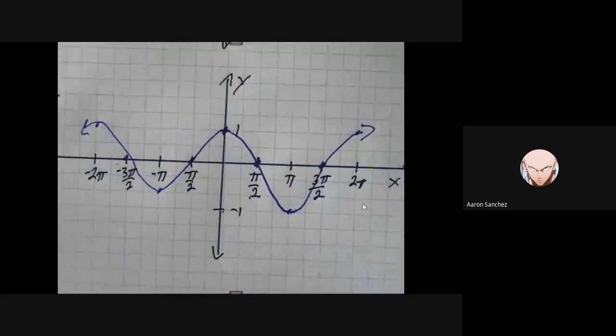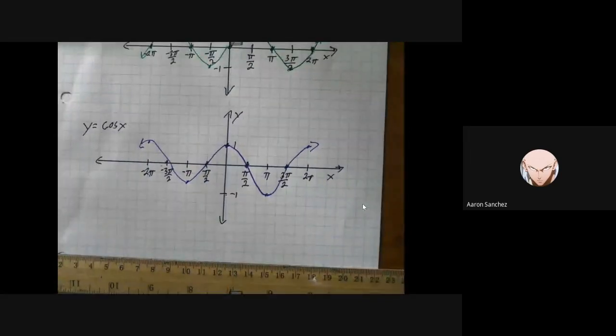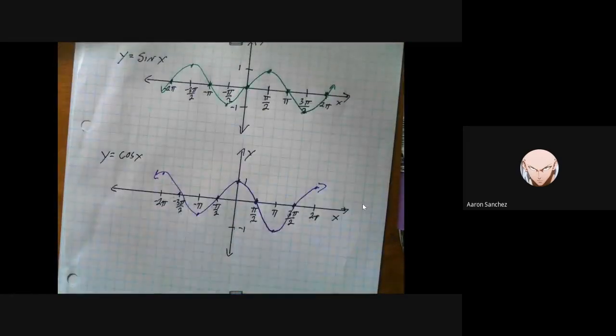That's the basics. Those are my parent functions. Now we're gonna shift these, we're gonna stretch them, we're gonna compress them, we're gonna pull them, we're gonna push them, bring it up, bring it down, left, right. Okay, but those are our basic parent functions. We have to understand those. Are there any questions?